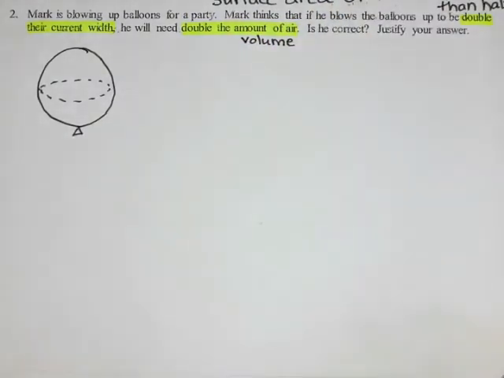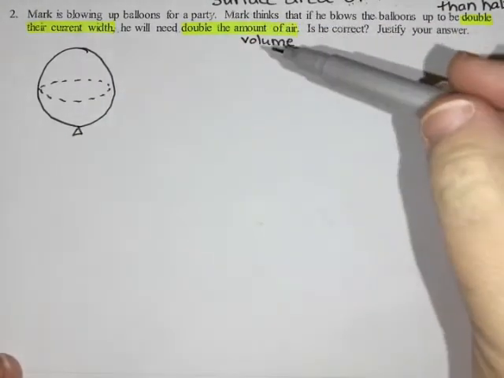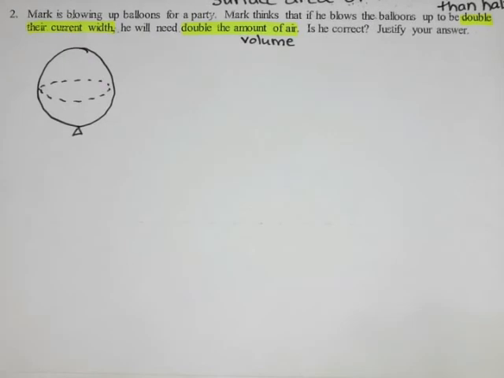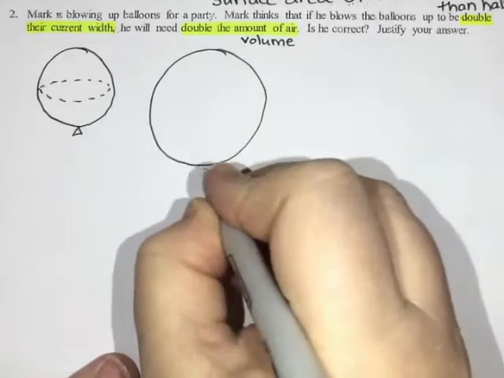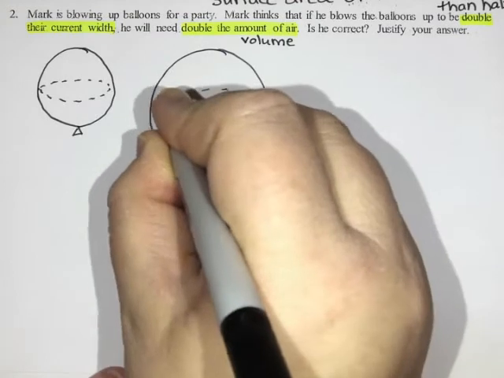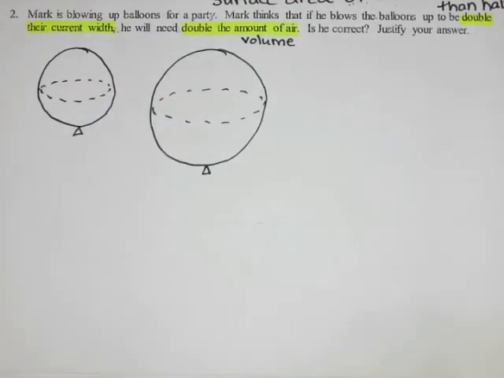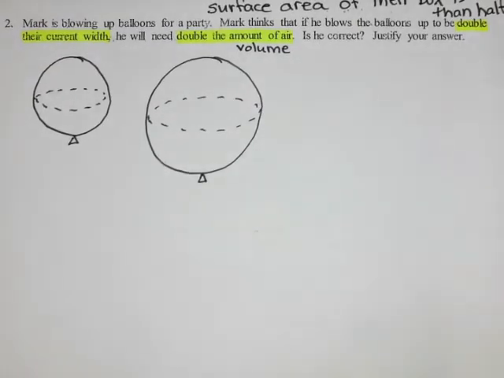So really the question is asking, if he blows up a balloon and then he blows up another balloon to be double the width, does that have double the volume? So I'm going to draw the bigger balloon with double the width, and we're going to see if it's double the volume. Now the problem is they didn't give us any numbers. So there are two ways we can do this. Number one, we could try to do it algebraically. Or number two, I can try to introduce some numbers on my own. And that's usually the method I like to do.